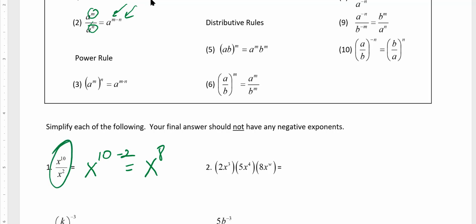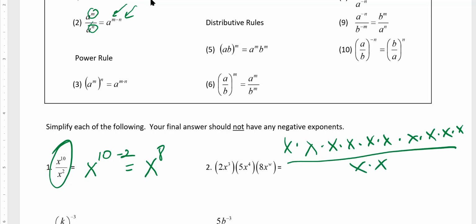Another way to look at that is this. x to the 10th over x to the 2nd is x times x times x times x times x times x times x times x times x times one more x, that's 10 x's, over 2 x's. And when you cancel out the 2 x's, what are you left with? 8 x's. That is why the answer is what it is, but we don't want to have to write that out every time, so we learn the rule.